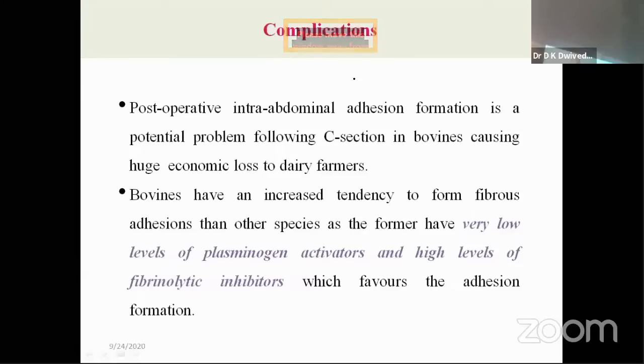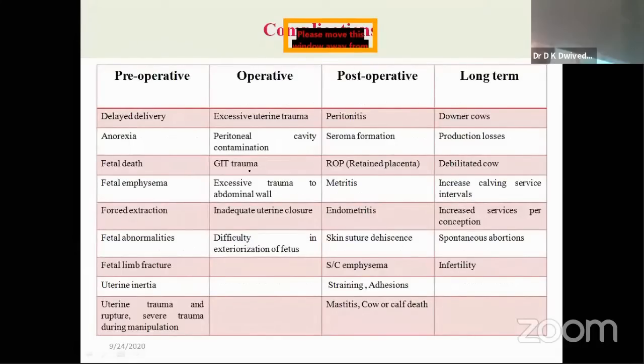And the reason is that in bovines, there is a very low level of plasminogen activators and a high level of fibrinolytic inhibitors that favors adhesion formation within the abdominal cavity. Now, if you summarize these complications, you can classify them into four categories. First one is the pre-operative complications, intraoperative complications, post-operative complications, and long-term complications of C-section in bovines.